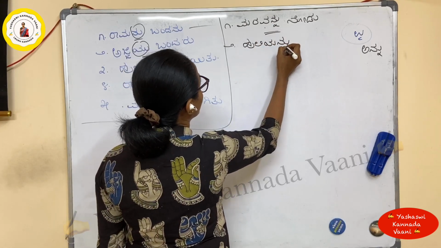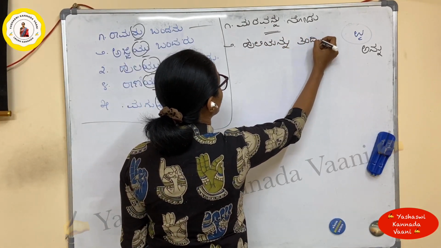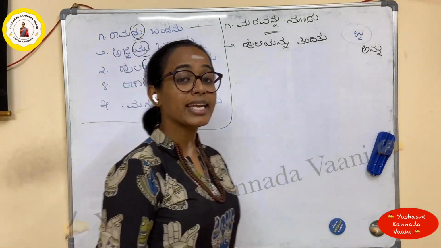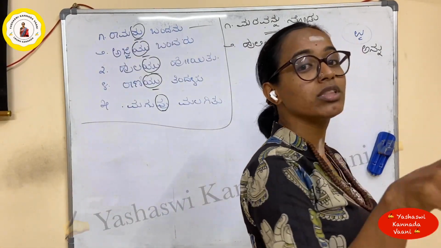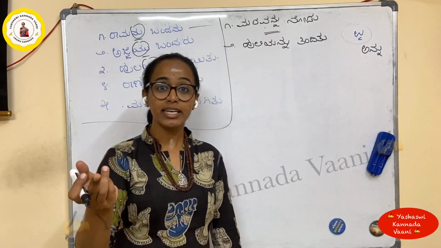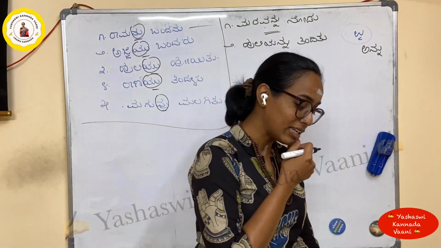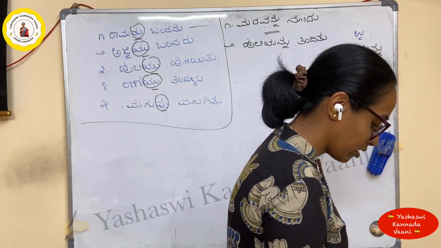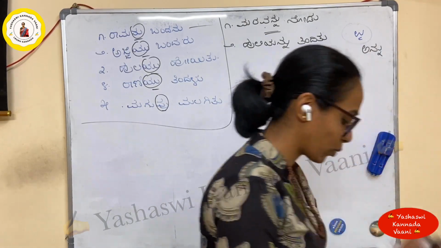Huliyannu tinditu. It ate the tiger. Huliyannu tinditu. What did it eat? It ate the tiger. Huliyannu tinditu. Clear? Next one.